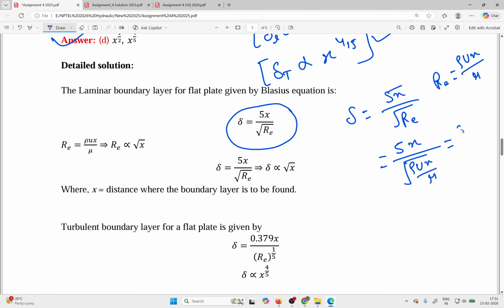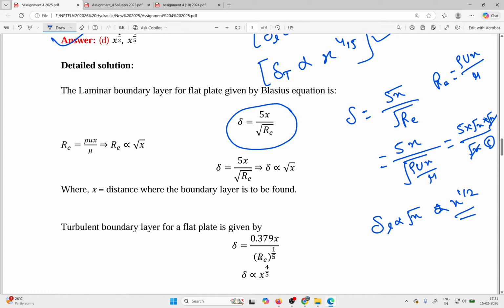So this is 5. You can write x as a square root of x into a square root of x, divided by the square root of x, then another constant. So x will be cancelled out, and your delta in case of laminar is directly proportional to root x. So you can also write 1 by 2. This is your final.